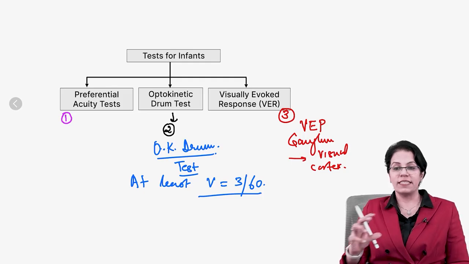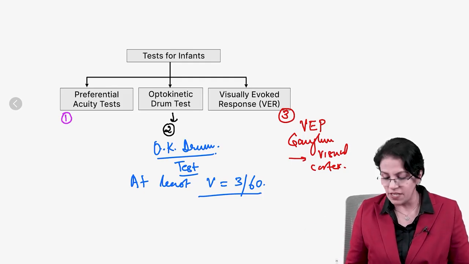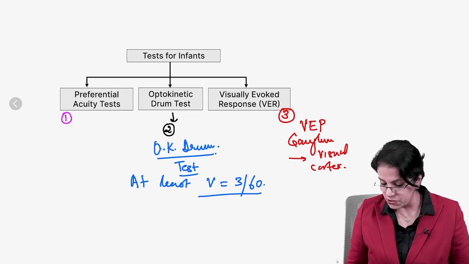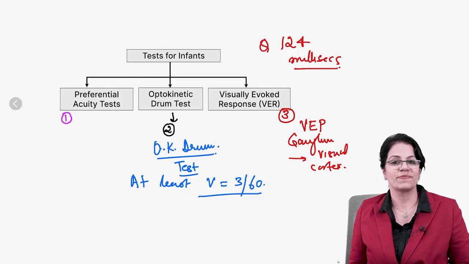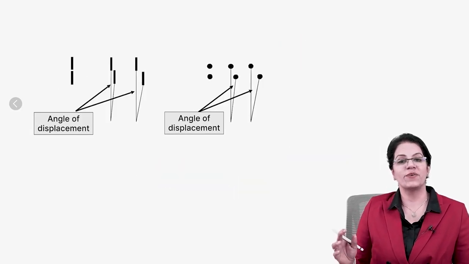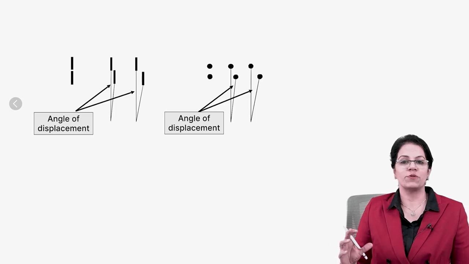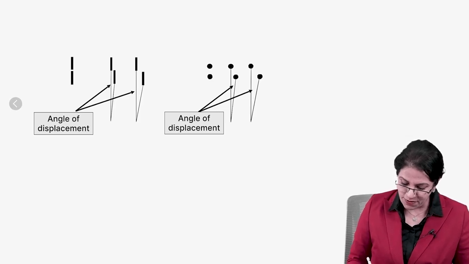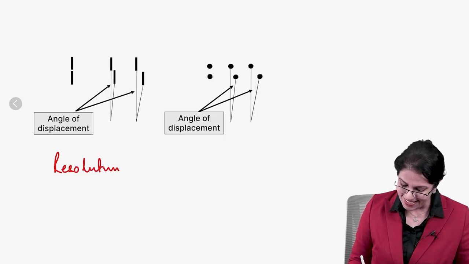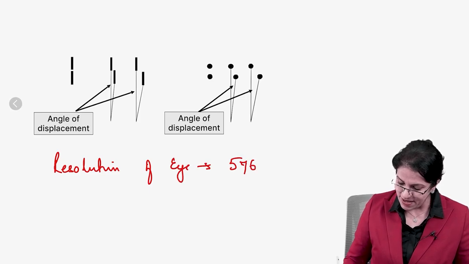And what is the normal VER response duration? Please remember this, it was once asked in your exam, it is 124 milliseconds. One more thing, we were talking about hyperacuity, if you remember, and the normal value is 2 to 5 arc seconds. Do you all know what is the resolution power of your eye? In megapixels, do you know how many megapixels? Resolution of your eye is 576 megapixels.